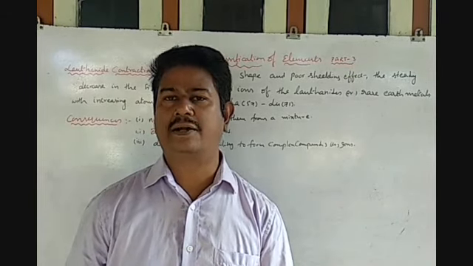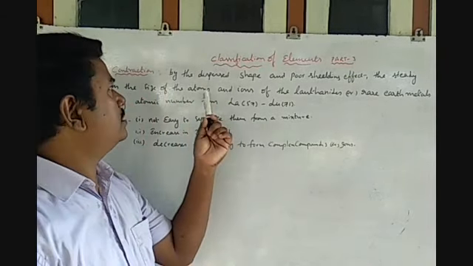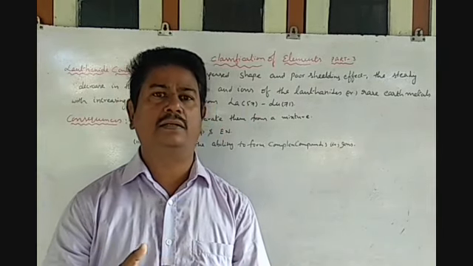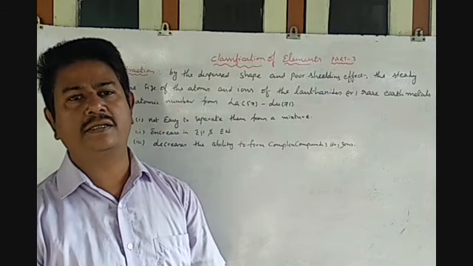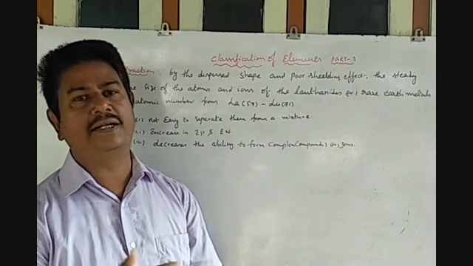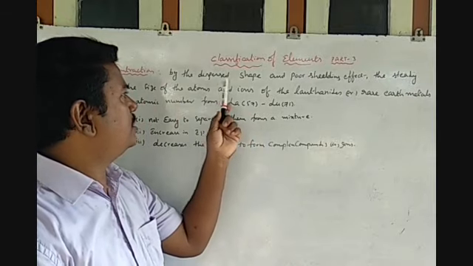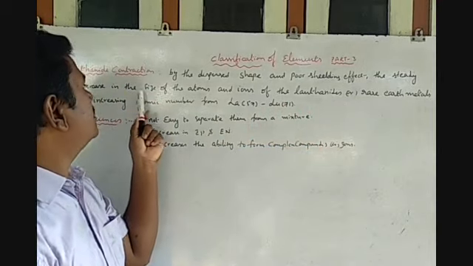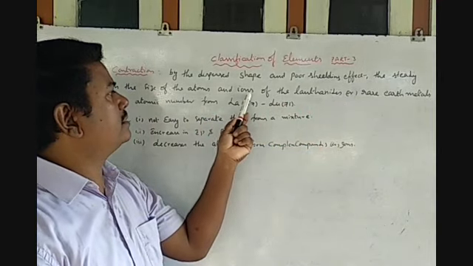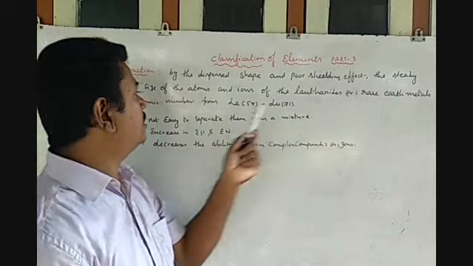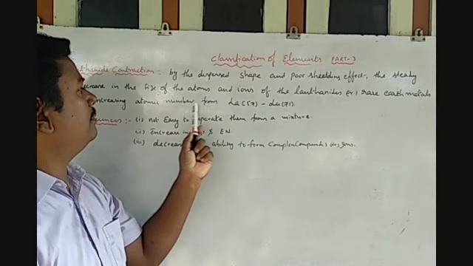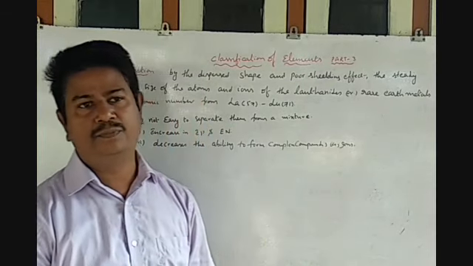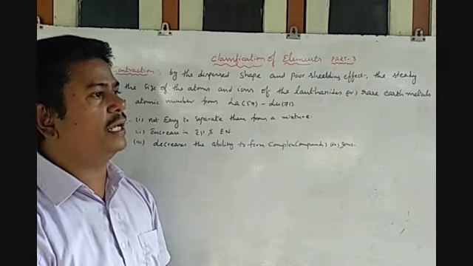Lanthanide contraction. Lanthanide contraction means a decrease in the atomic radius of the lanthanides, due to the dispersed shape of the orbitals and the poor shielding effect. The steady decrease in the size of the atoms and ions of the lanthanides, the rare earth metals, with increasing atomic number from lanthanum to lutetium is called lanthanide contraction.